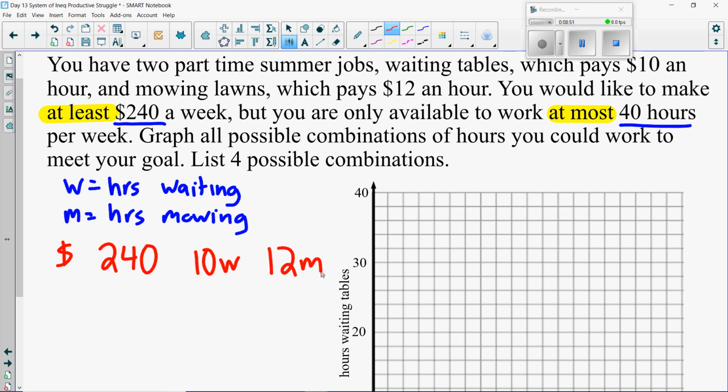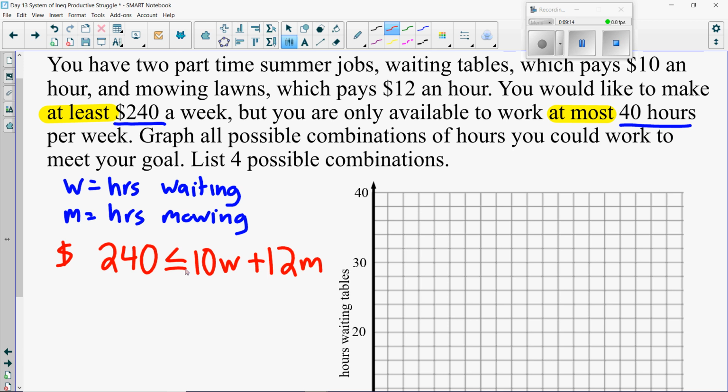So if you want to know how much you make total, you have to add them. Now this is the part that throws a lot of people off. You want to make at least $240 a week. At least $240 a week. Which means 240 should be the smallest amount of money you make. So 240 should be less than or equal to the amount of money we're taking in.